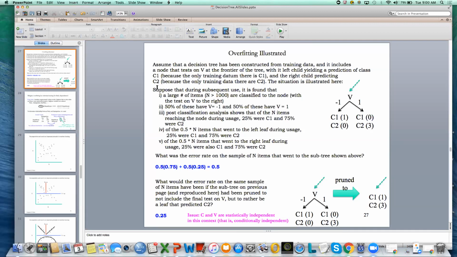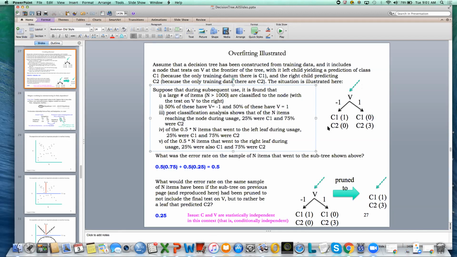Here I sketch out what would happen during test. That is, I've got a large number of items at test that are classified down this path to this node. 50% of these come down here, with a value of -1 on V, and 50% have a value of 1 on V. But in the post-classification analysis, of everything that comes to this node, 25% is a member of C1, and 75% is a member of C2.